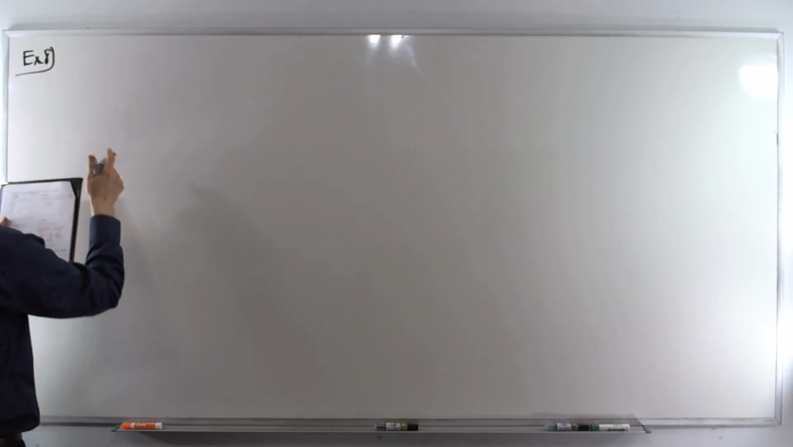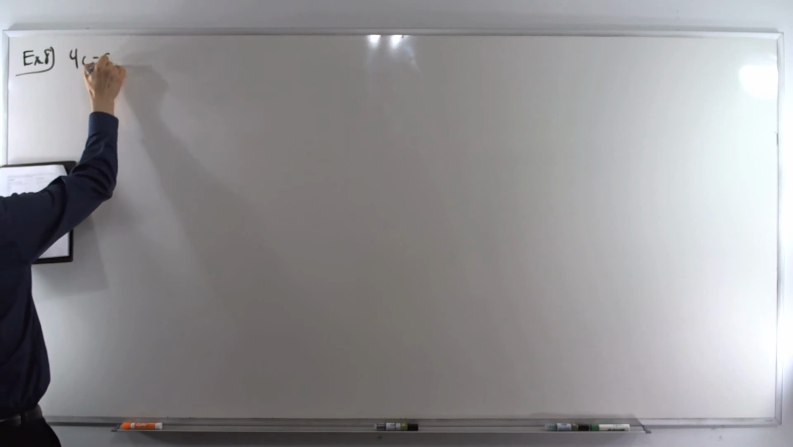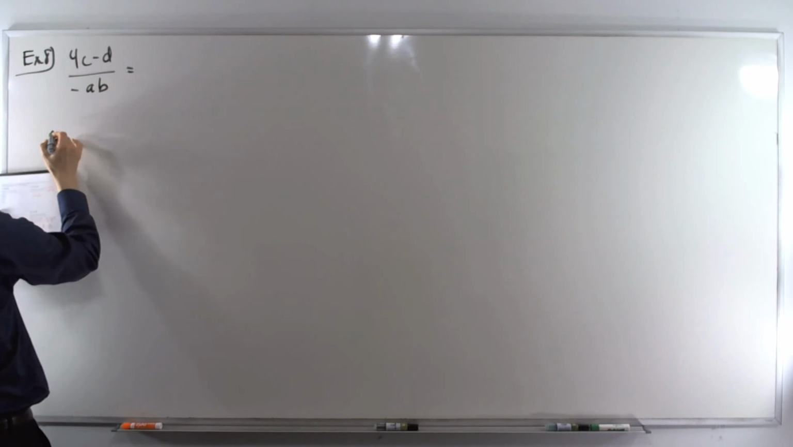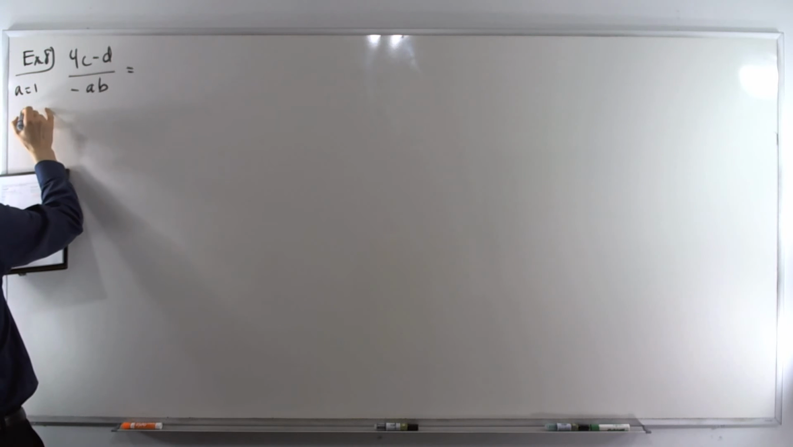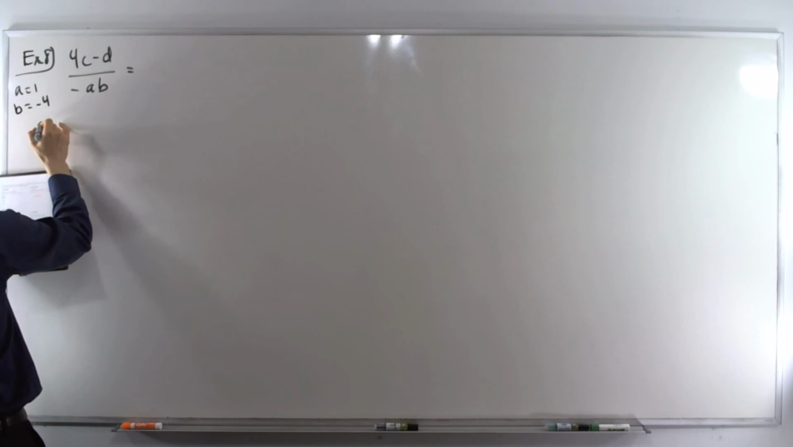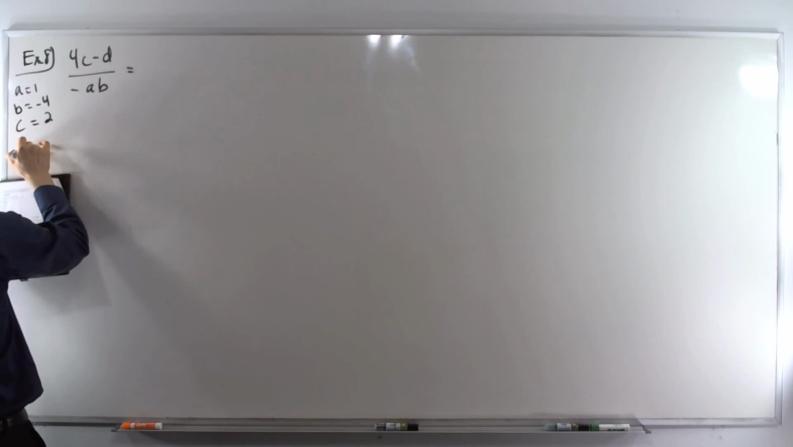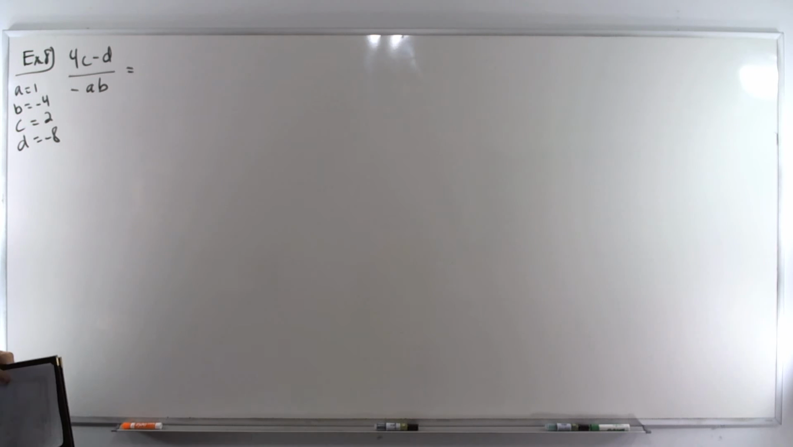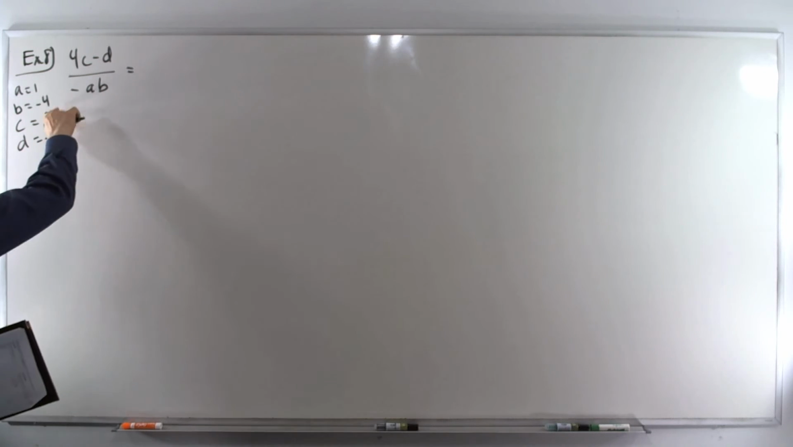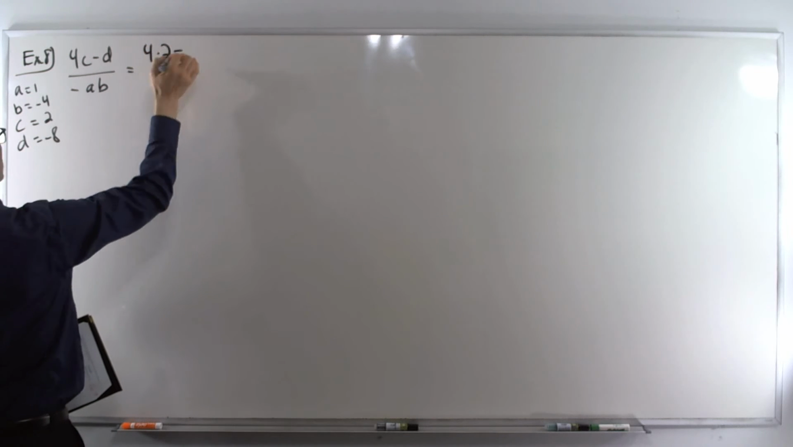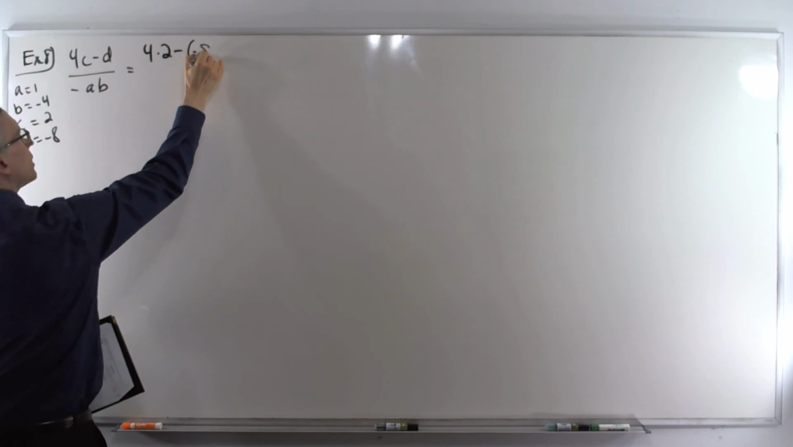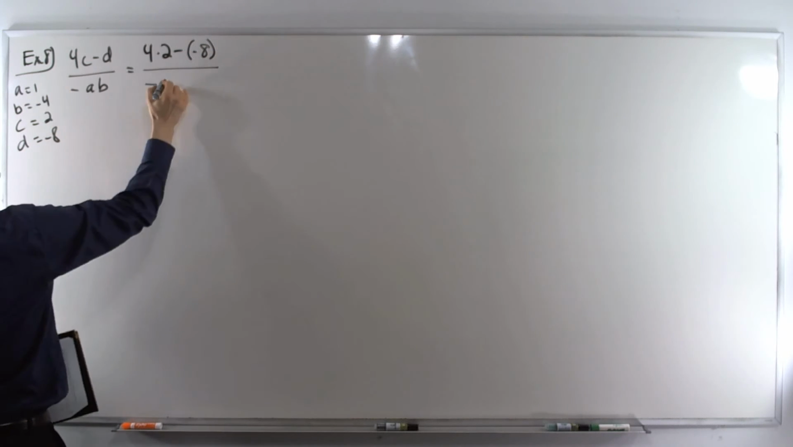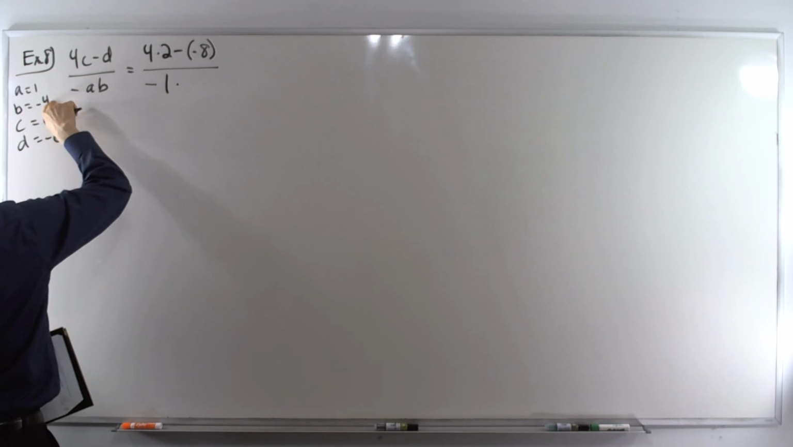Example 8. All right, plug it in. C is 2, so we got 4 times 2 up top, and D is negative 8, so we're subtracting negative 8 in parentheses. And on the bottom, we got a negative times A is 1, and B is negative 4.